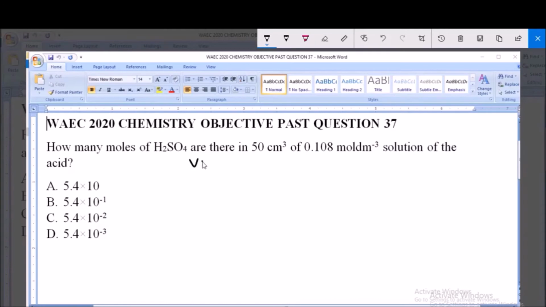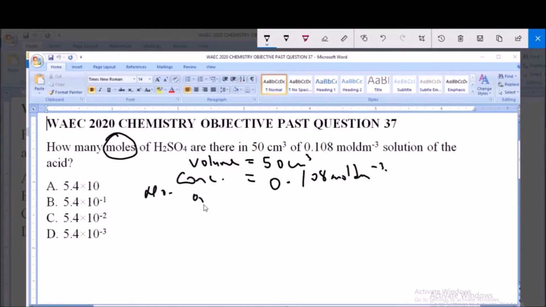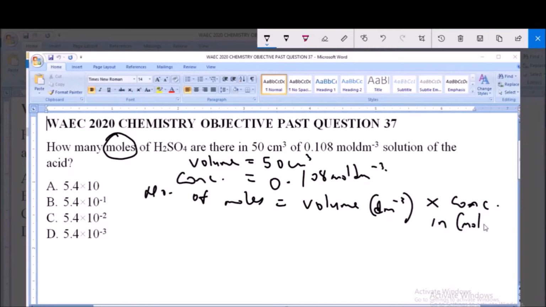So we have volume given to us as 50 cm³, and then we have concentration of the acid given to us as 0.108 moles per dm³, and now we are asked to calculate the number of moles. So when you are given volume and concentration, to get number of moles, all you have to do is volume in dm³ times concentration in moles per dm³. This will give you the number of moles of that compound.